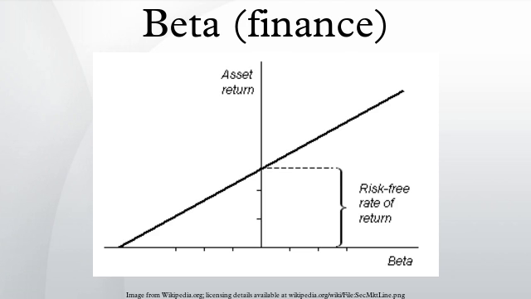Using beta as a measure of relative risk has its own limitations. Most analyses consider only the magnitude of beta.